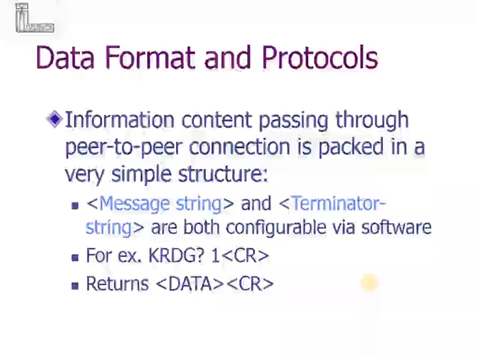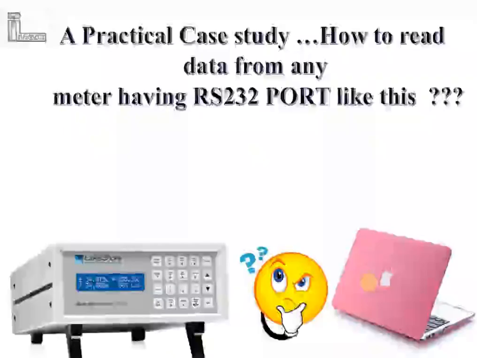For example, KRDG space 1. Then the terminator character is carriage return. That is the question being asked by a computer to a device to read the temperature value of channel 1. This is for a LAKESHORE meter. Then it will return the data. As soon as you send the command, it will return the data of the first channel. This is the same temperature meter which I am talking about. The first channel is showing 34.015 K. This is what it would have read when I asked this question.